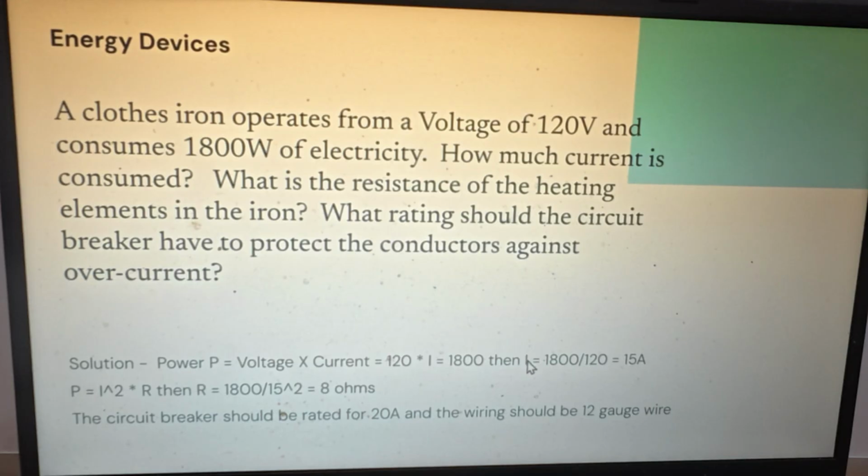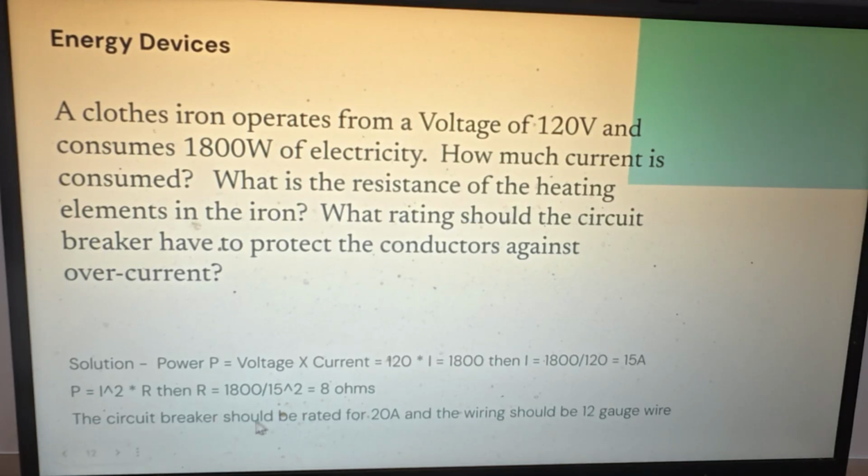Then the current is simply 1800 divided by 120, which is 15 amps. And what is the resistance of the heating elements? We know that the power is equal to the current squared times the resistance. Since we now know the current, the resistance is simply 1800 divided by 15 squared, which is 8 ohms. So that's the resistance of the heating elements.